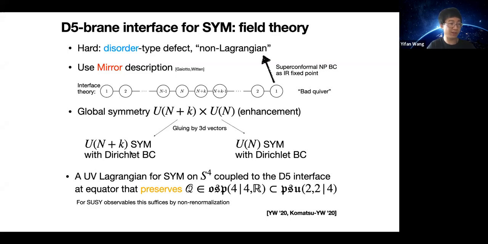In particular, the coupling is very simple, just by gauging the boundary modes of the U(N+K) super Yang-Mills with this U(N+K) symmetry. So essentially, you are gauging this 3D global symmetry by some 4D gauge fields, and similarly for this U(N) factor. And by this gluing construction, one has a UV Lagrangian for the super Yang-Mills on S4 that's coupled to a D5-brane interface located at the equator. And this UV description manifestly preserves the supercharge Q, which we need to run this localization procedure to give the 2D Yang-Mills description, potentially with defect decorations.